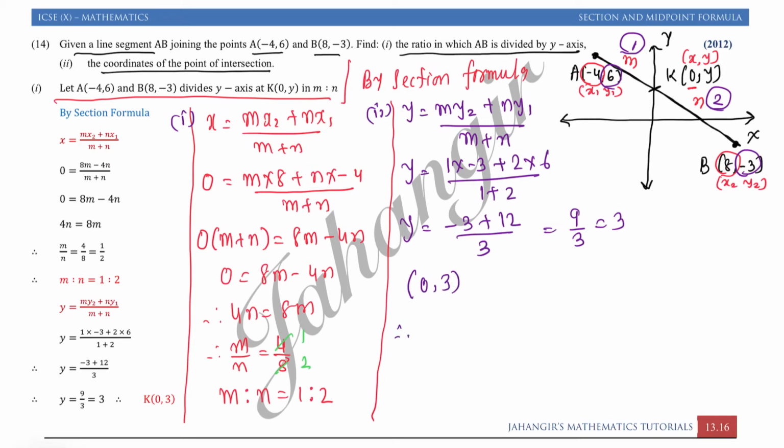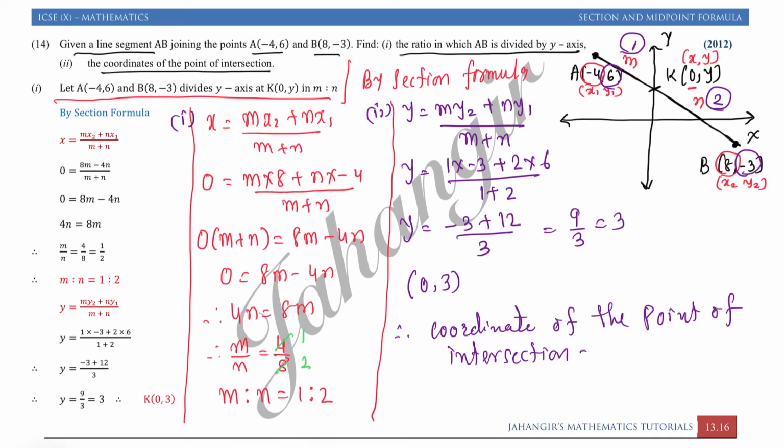So therefore we can write: the coordinate of the point of intersection is (0, 3).